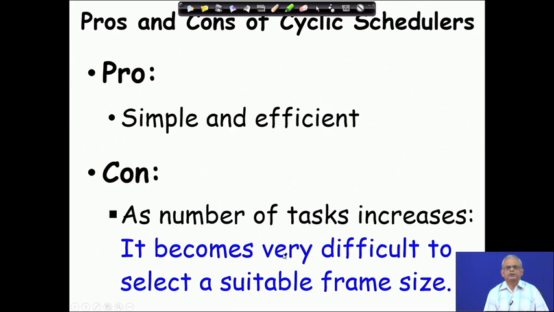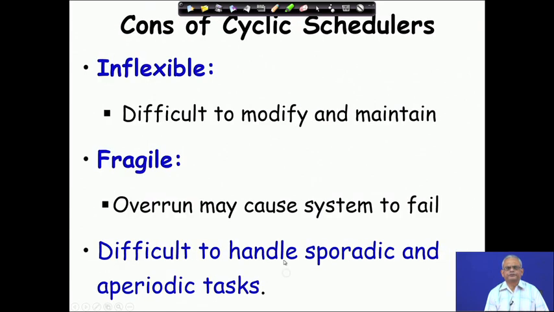Manually looking at all, developing the major cycle, finding out candidate frame cycles, and then trying to check every constraint is actually non-trivial, and that too it is an iterative task. So, as the number of tasks increases, it may become very difficult for the designer to find a frame size. That is one problem with this scheduler.